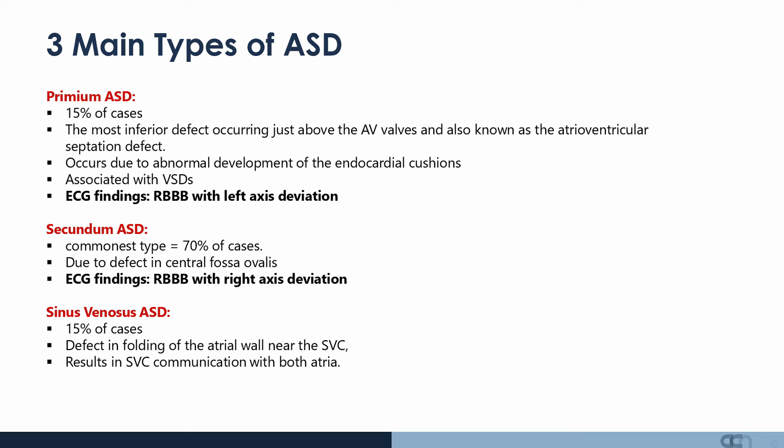A secundum ASD is the commonest type of atrial septal defect and is due to a defect in the central fossa ovalis. And in these cases, a right bundle branch block is present with right axis deviation. Sinus venosus is 15% of cases and is a defect in the folding of the atrial wall near the superior vena cava, and this results in SVC communication with both atria.